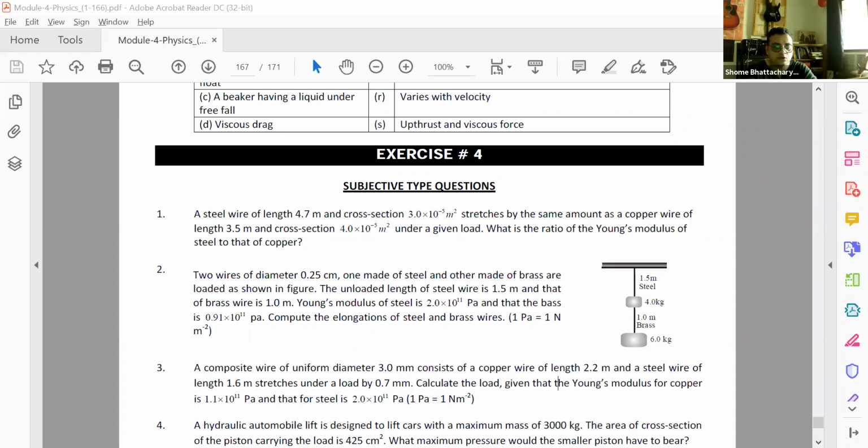Okay, unfortunately, I've lost all the text messages because I got locked out. So if you can please send me the questions from the subjective exercise, those who wanted to discuss. I will try to discuss a few more of the subjective questions before we start SHM.